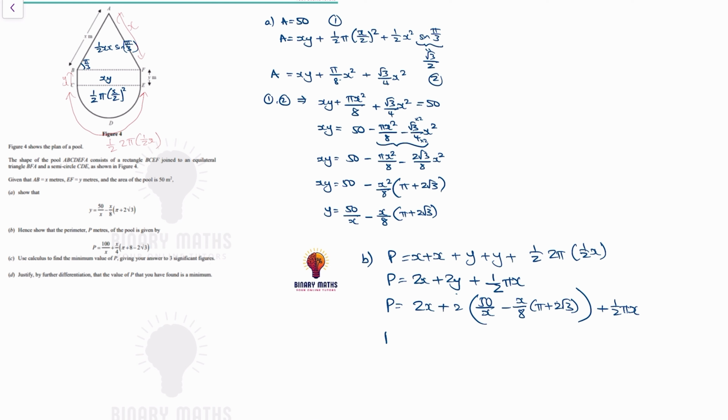Expand out the bracket, I get P is equal to 2x plus 100 over x minus 2, so the 2 cancels out with the 2 at the bottom, which gives you a 4. So minus x over 4 times (pi plus 2 root 3) plus a half pi x. So what I do know is I can combine these two because there's an x in common as well. So I need to times this by 2, which means I need to times this by 2 as well. So I end up getting P is equal to 2x.